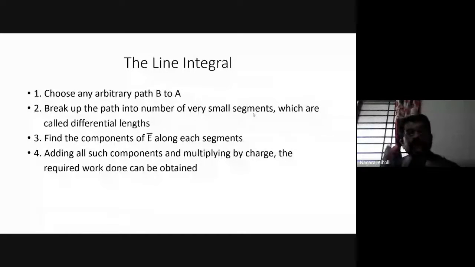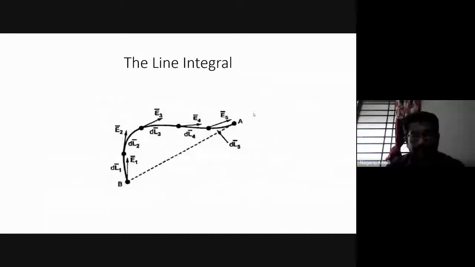Break that path into a number of small segments. You can look into this figure. This is the path that we have considered, some arbitrary path between B and A. This is our B. From B to A, I am considering some arbitrary path, and I am breaking this path into a number of segments, say dl1 bar, dl2 bar, dl3 bar, dl4 bar, dl5 bar. The path from B to A is broken into a number of segments.